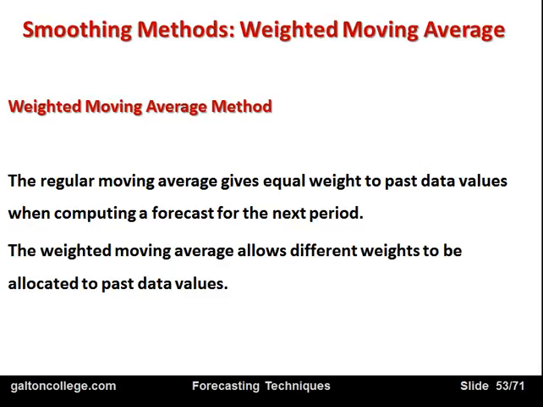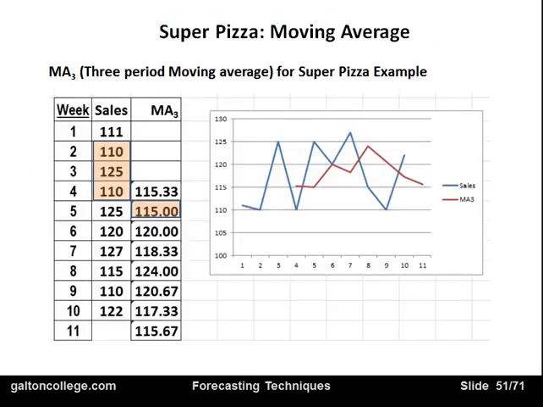The regular moving average gives equal weight to the past data values when computing a forecast for the next period. That's what we did initially. We gave everything the same weight. We added 2, 3 and 4 weeks together, 110, 125 and 110, as if all of those were equally important. With the weighted moving average, they're not. We're giving the most recent more priority. We're multiplying it by, let's say, 0.7. And week 3 we multiply by 0.2, and week 2 we multiply by 0.1.